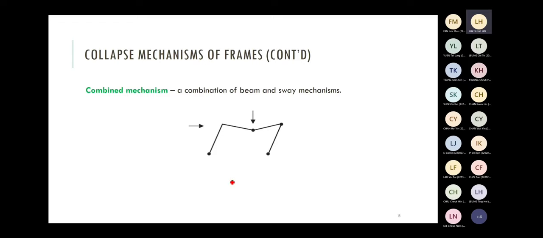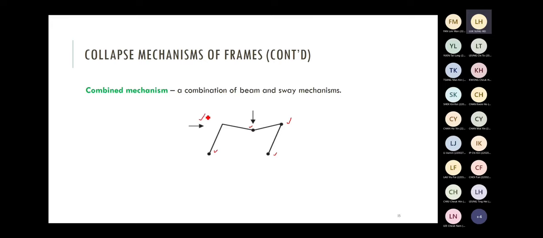Combined mechanism means combining the beam and sway mechanisms. For this mechanism, you will see a hinge at the middle of the beam or columns, and then you will see hinges formed at the end of columns. It's just mixing the previous two. This one is quite similar to sway. When the force increases slightly, the structure will displace by a large amount, so it's also unstable.